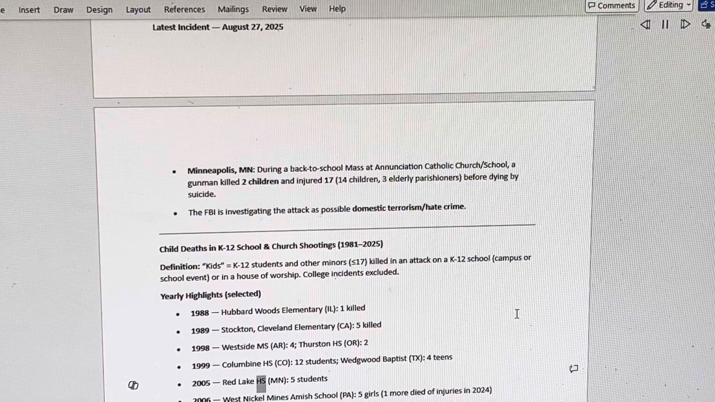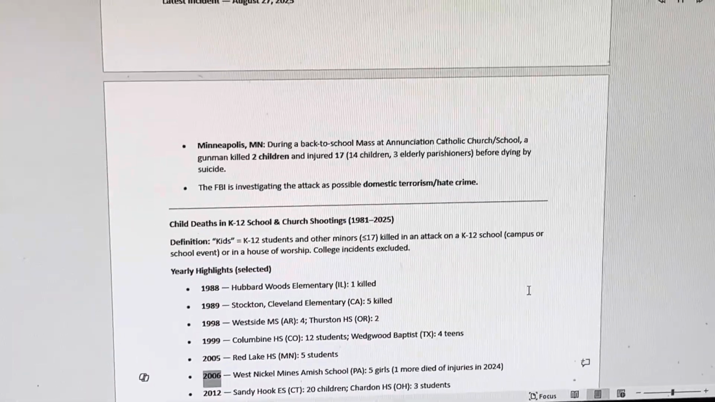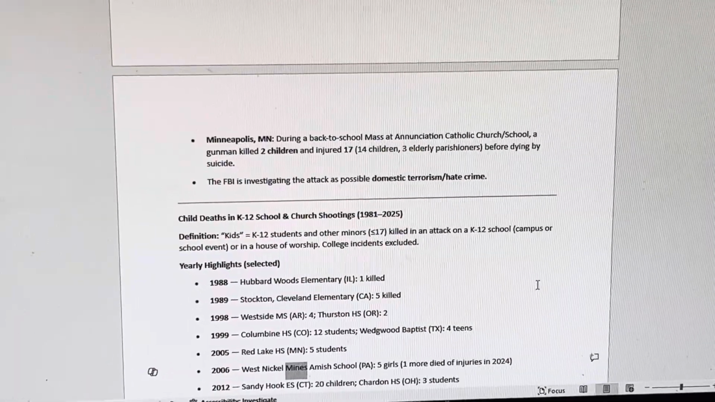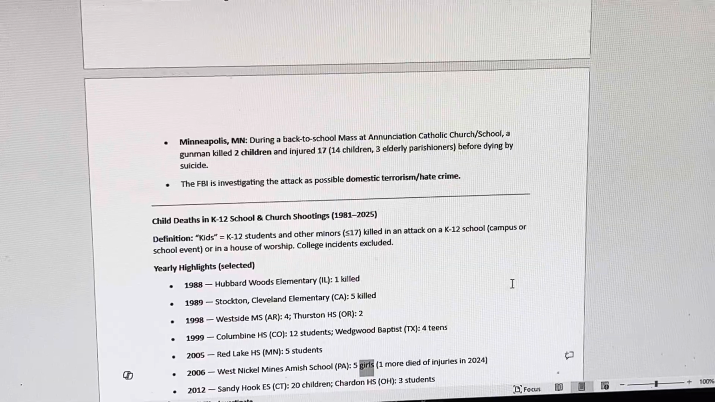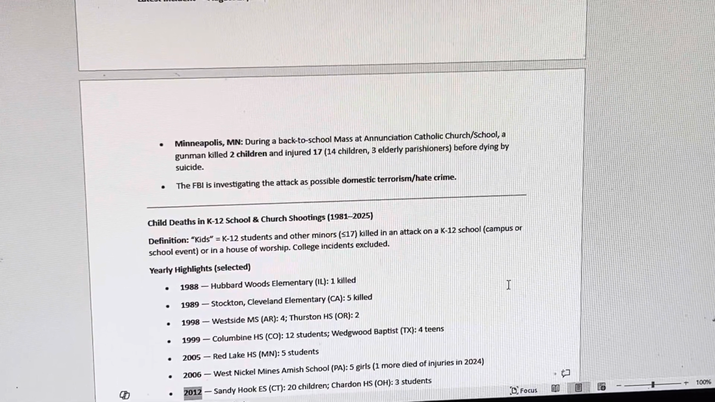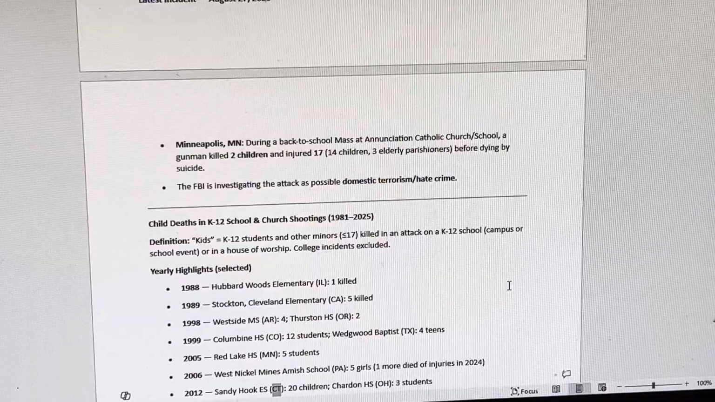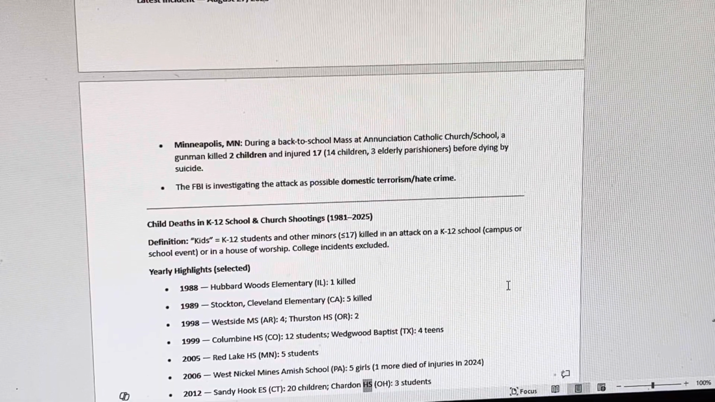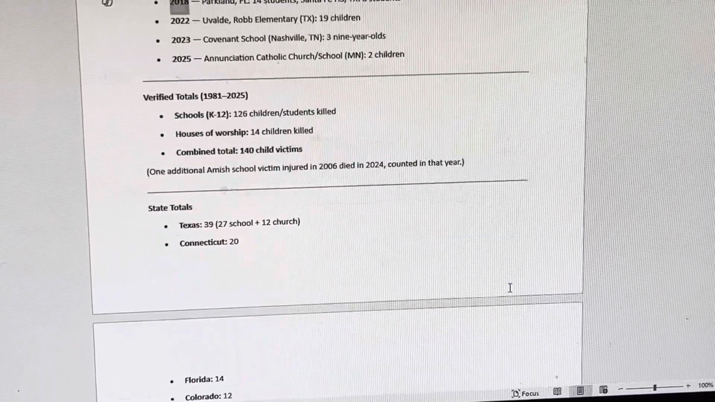2005, Red Lake HS, MN: 5 students. 2006, West Nickel Mines Amish School, PA: 5 girls. 1 more died of injuries in 2024. 2012, Sandy Hook ES, CT: 20 children, Chardon HS, OH: 3 students.